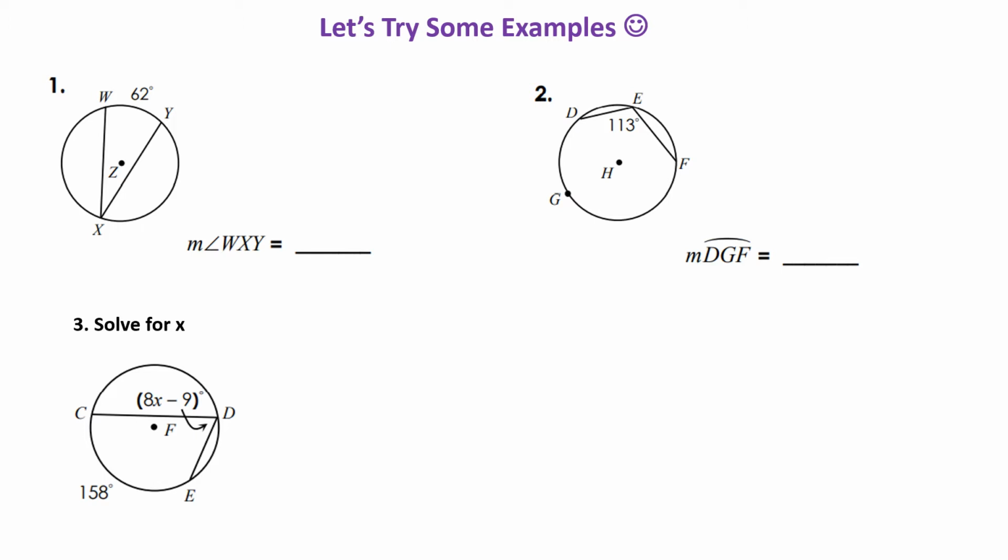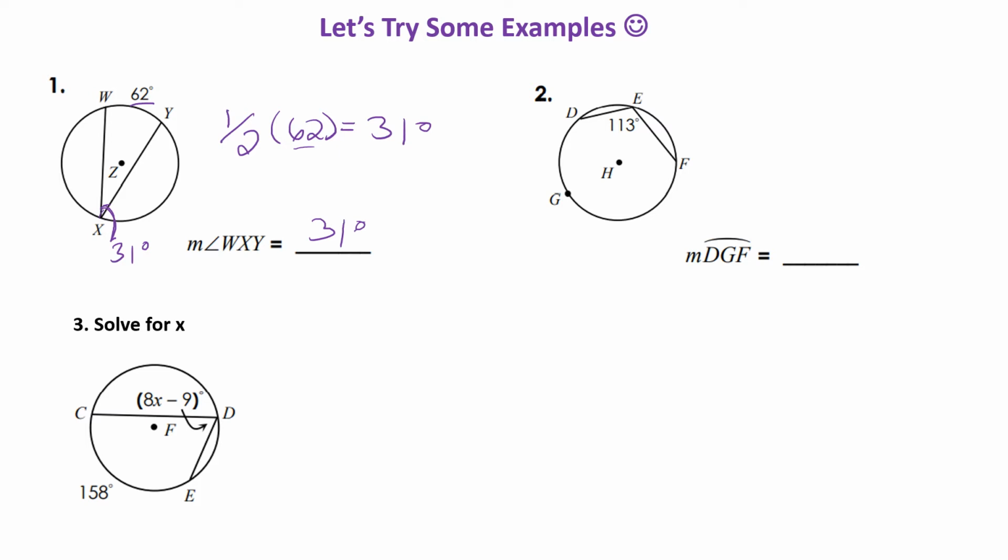Number 1, it says the measure of angle WXY. So right here. Okay. So we have the intercepted arc WY is 62. So remember, the inscribed angle is just half of that intercepted arc. So half of 62 is 31 degrees, or you could just divide 62 by 2 to take half. So the measure of this angle here is 31 degrees.